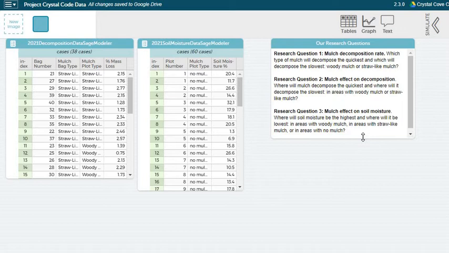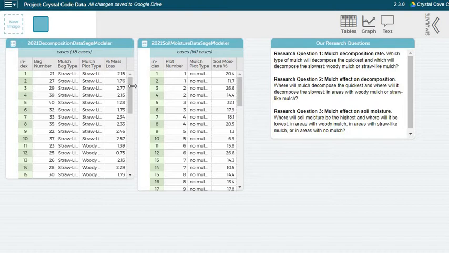And then mulch's effect on soil moisture. So when we measure the soil moisture with those micro:bits, where will it be the highest and where will it be the lowest? The areas with woody mulch, straw-like mulch, or no mulch. Let's take a look at the data we have available to answer these questions.